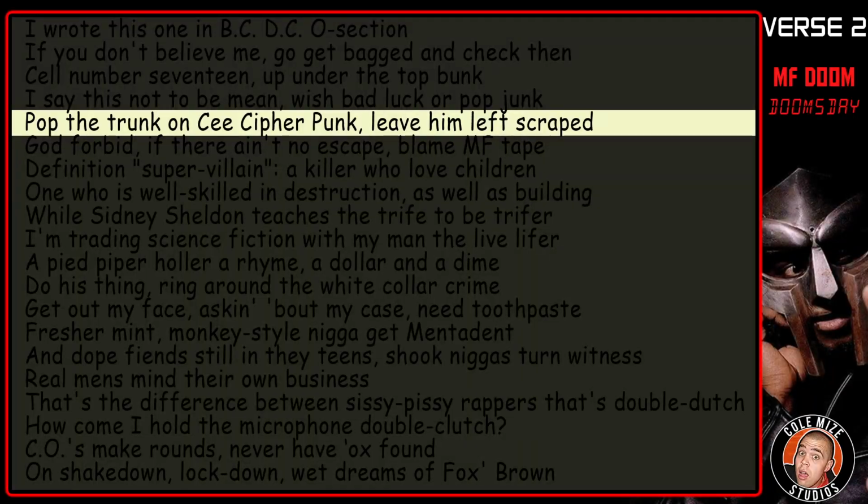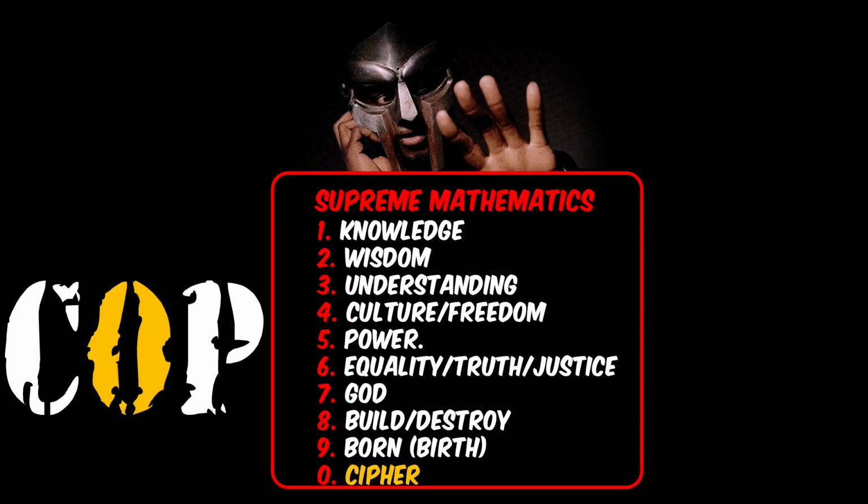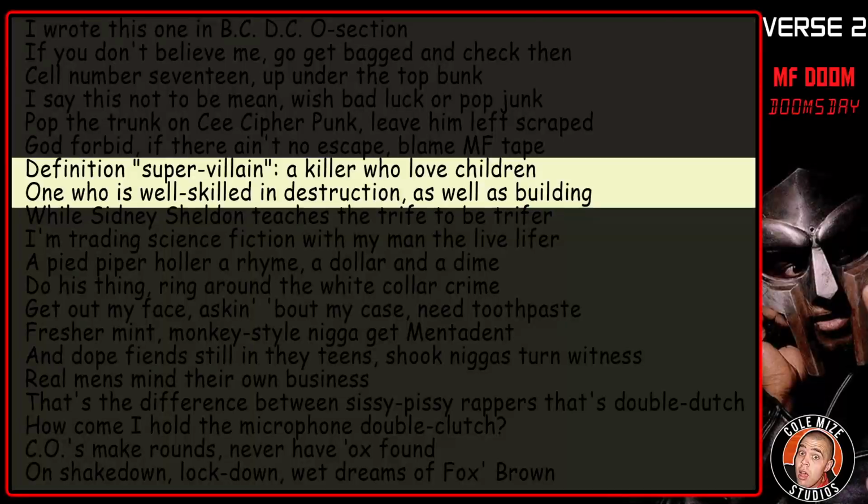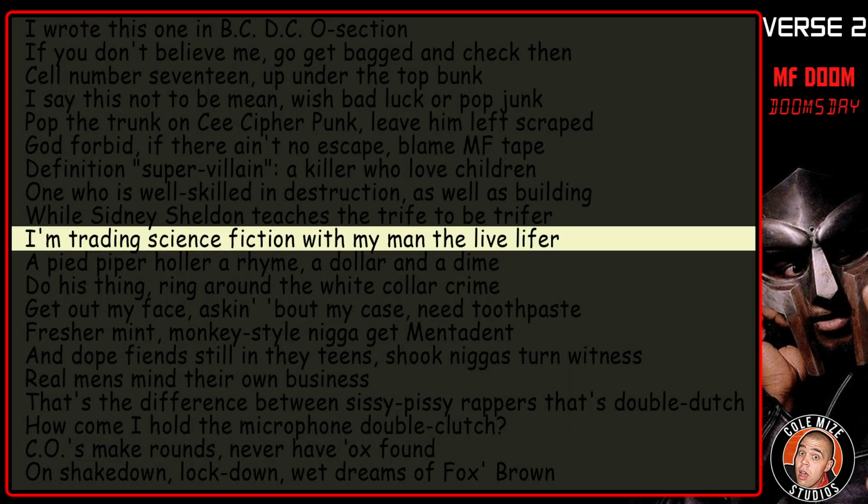"Pop the trunk on C Cypherpunk, leave him left scraped." Here, pop the trunk is slang for pulling out a gun on somebody, and C Cypherpunk is him cryptically spelling out the word "cop." Cypher is the number 0 in the supreme mathematics used by the 5% nation. MF Doom also makes reference to supreme mathematics shortly after this part when he mentions number 8, which is build and destroy. "Definition super villain, a killer who loved children, one who is well skilled in destruction as well as building."